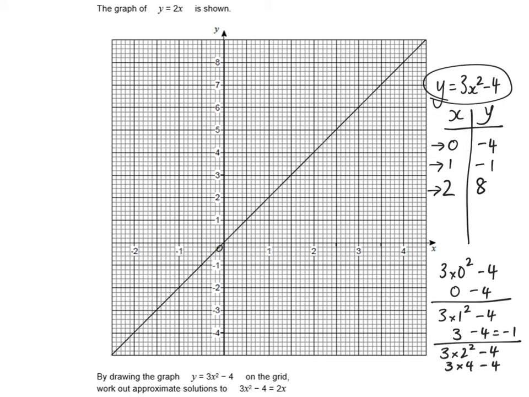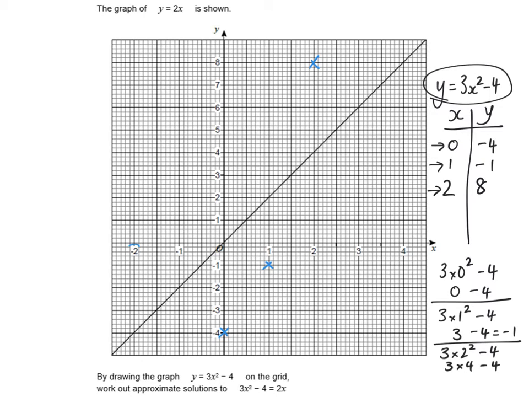Now, because this is a quadratic graph, what I've done is not going to work. So we've got negative, I'll do a different colour. We've got 0, -4. We've got 1, -1. We've got 2, 8. Can you see? I haven't got a full graph.